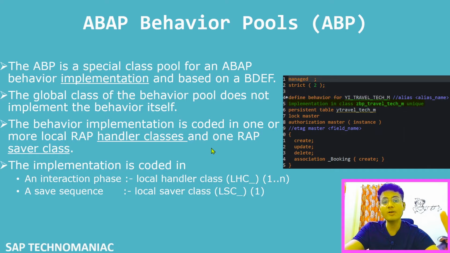Again, there are two kinds of local classes: one is the handler class and the second is the saver class. The handler class we use during the interaction phase.